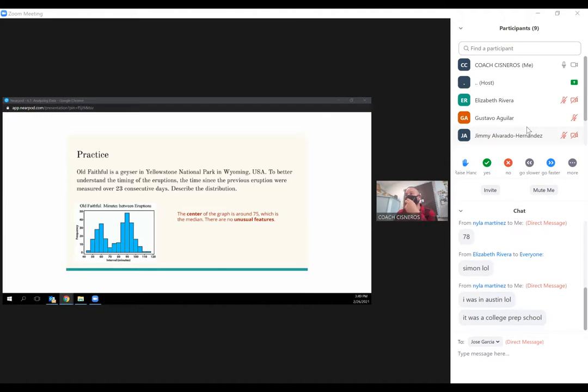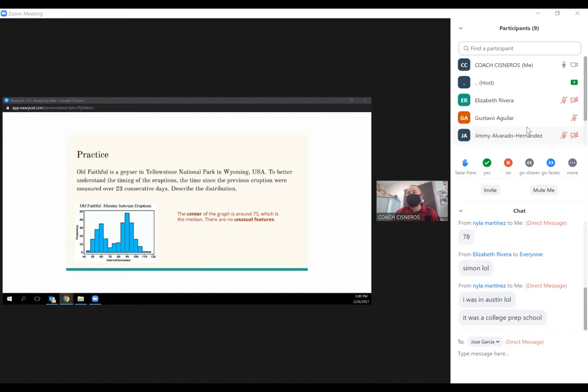What's the shape? There's one peak? Well, there are multiple, there's only one high one, but there are still two peaks. It's symmetrical. Is it perfectly symmetrical? No. Okay, let's use an adjective then: mostly. It's mostly symmetrical.